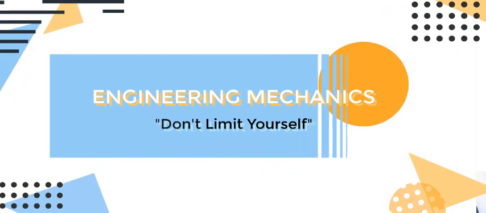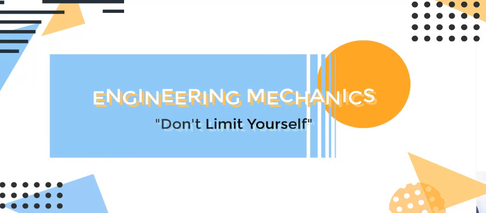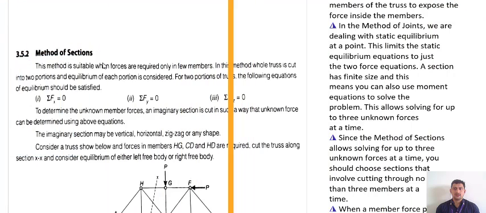Good morning all. Today we will be starting the new topic, that is method of sections. Earlier we have done the method of joints to calculate the unknown forces in the members of a truss. In that, equilibrium of joints we have maintained. Now we have to do the second method, that is method of section.